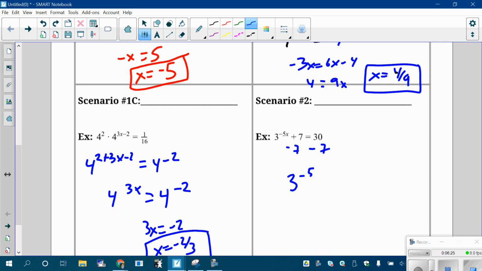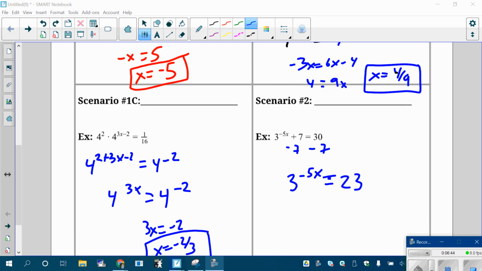Check. I hope your algebra sense is saying that's definitely a good thing to do. So I'm here, and now I want it to be the same base. So I have 3 to some power on the left, and 23 on the right. Can I write 23 as 3 to some power? No. Okay, so I'm kind of stuck here.